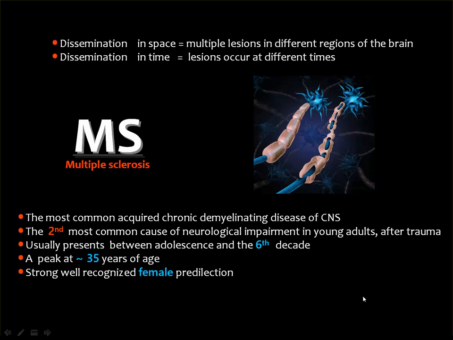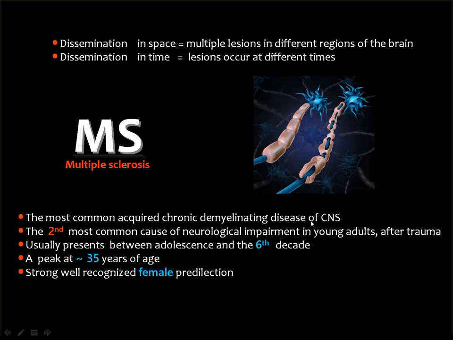Okay, in this disease you hear about many of the criteria, the McDonald criteria and so on, which will include these abbreviations like dissemination in space, meaning multiple lesions in different regions of the brain. Dissemination in time means that lesions occur at different times on follow-up studies.